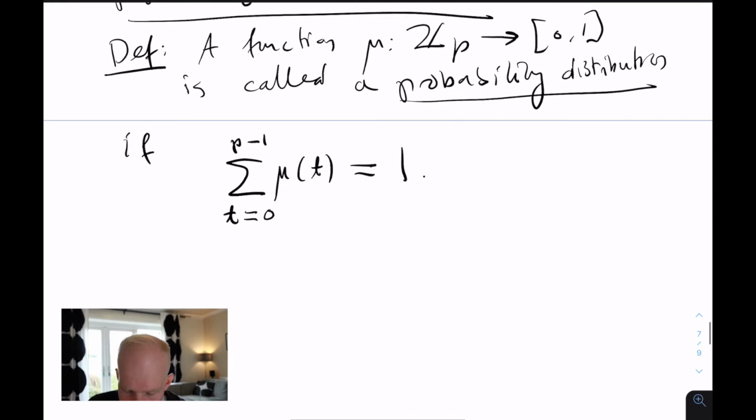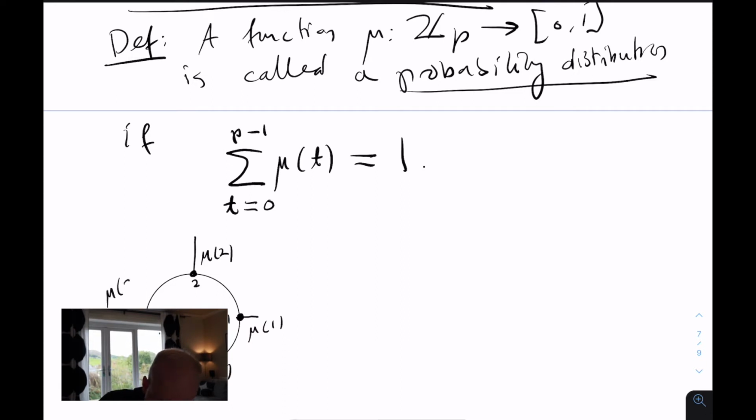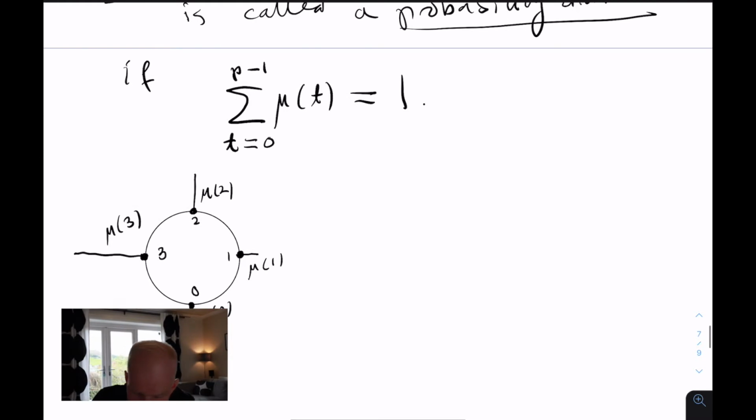If you take such a function, you could think about it as giving weights to each of the points in the group. So here we have our Z_P, and let's say it has four elements, and on each of the points we put a kind of weight. So this is 0, 0, 1, 2, and 3. This is mu 2, and then maybe a smaller weight, mu 1. There would be another weight here, maybe even smaller, mu 0, and then maybe a big weight here, which is mu 3.